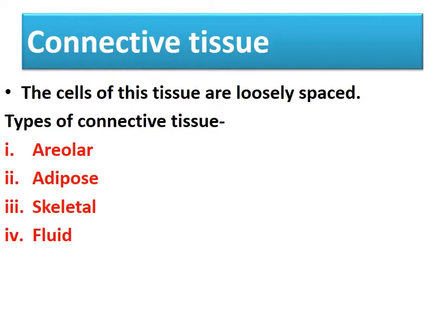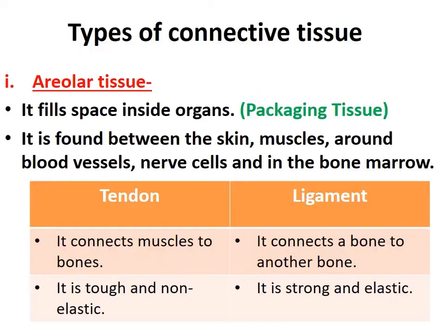And likewise, the epithelial tissue, it is also of 4 types. First is areolar tissue. Second is adipose tissue. Third is skeletal tissue. And fourth is fluid tissue. So these are the 4 types of connective tissue. In this video lecture, I am going to tell you the 2 types of connective tissues, that is areolar and adipose. So first is areolar tissue.